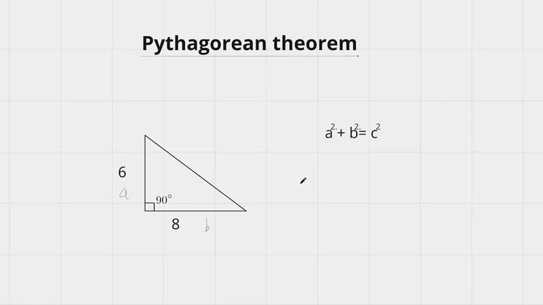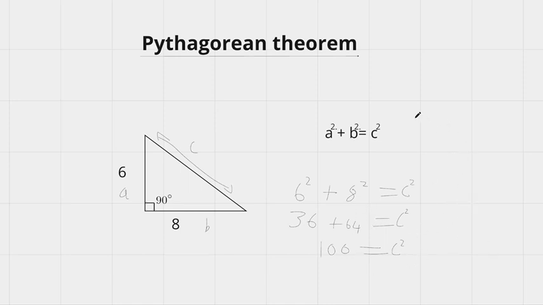So let's set up the equation, which is going to be 6 squared plus 8 squared equals c squared. So 6 squared is 36, which is 6 times 6. 8 squared is 64, which is 8 times 8. And when we add it together, it should be the hypotenuse, c squared. So when we add 36 and 64, it equals 100. So the equation simplifies to 100 equals c squared.